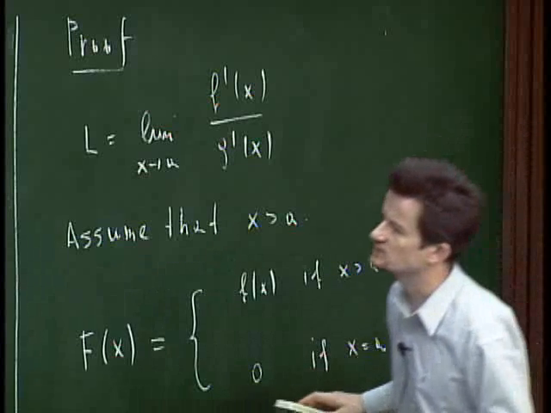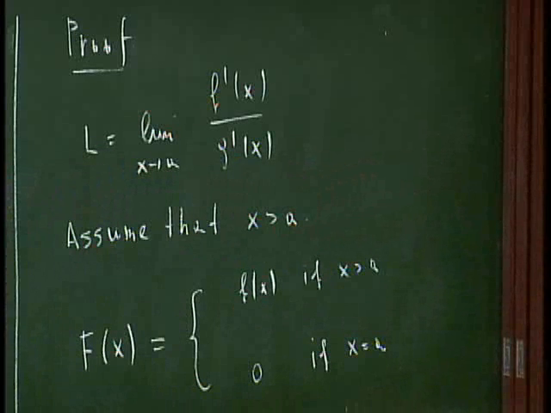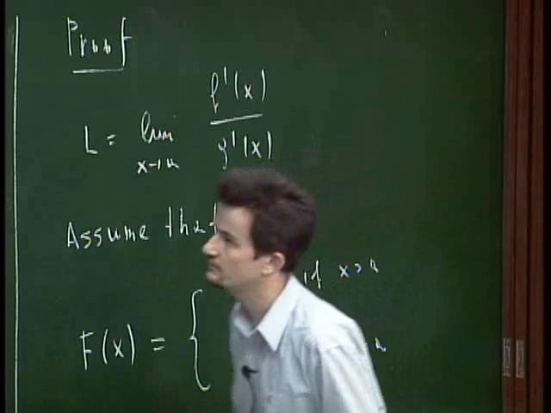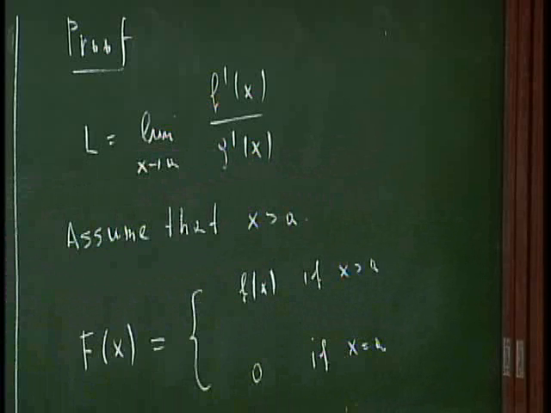Now I do not have too much space. Actually, I don't want to erase this result, but I have to do it. So we define another function, capital G of x, which is g of x if x is larger than a, and 0 if x is equal to a.